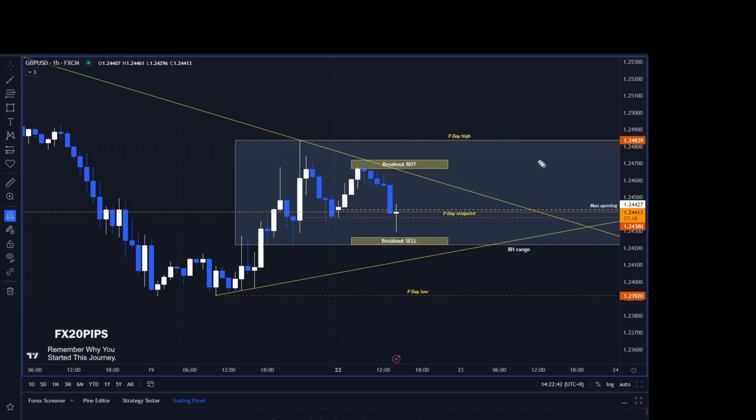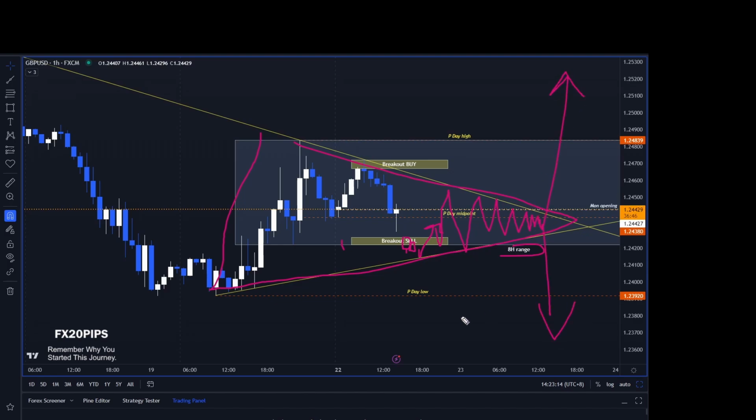This gives me an idea that if the price were to come down, if it goes below this 8 hours range, close below this breakout sell, then there is a possibility that it might hit this trend line and bounce up. If the price is conforming to this pennant, it's just waiting to break out. The narrower it becomes, the more energy it has, and then it will go either here or here.